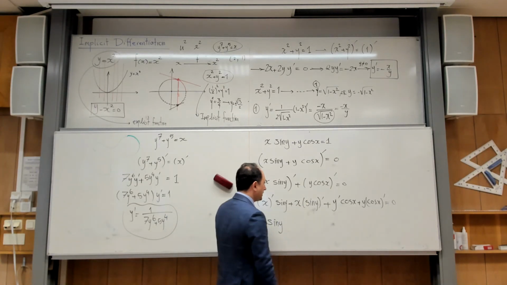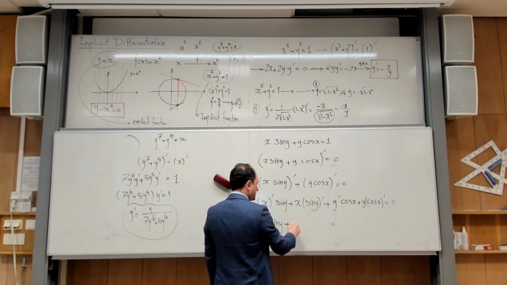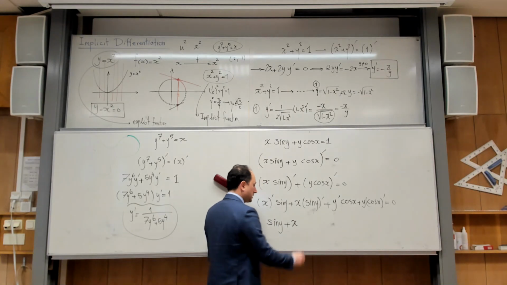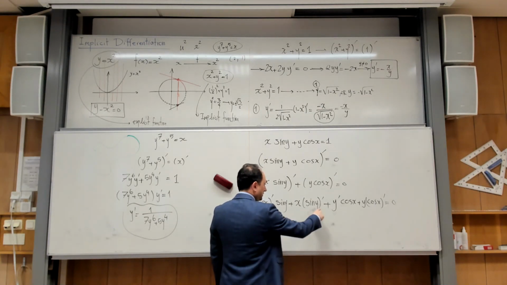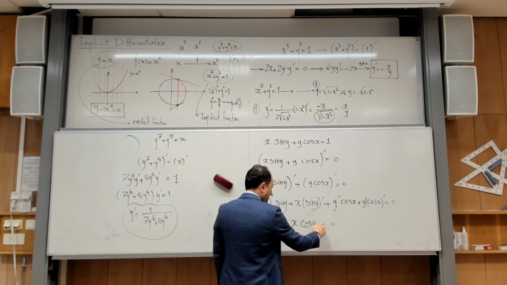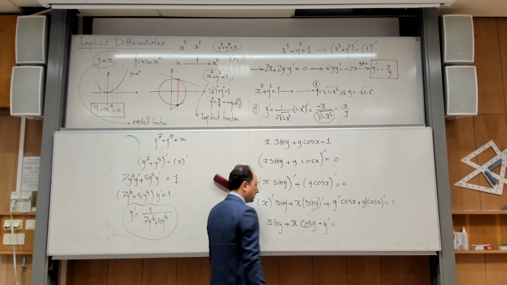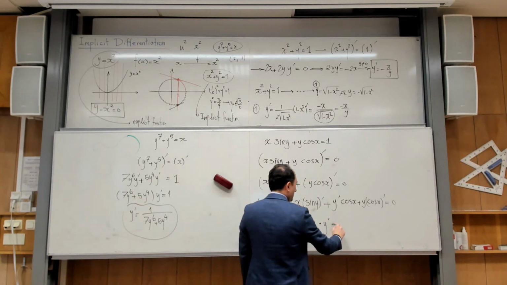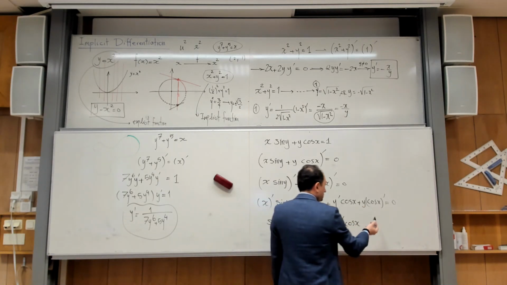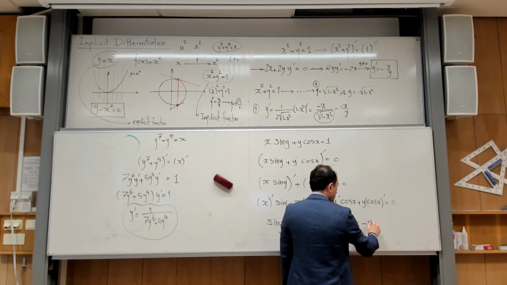Now I want to ask you, what is the derivative of sine of y? You should always think that y is a function of x. So what's the derivative? Cosine y multiplied by y prime. Yes, cosine y, multiplied by y prime, and then y prime cosine x, and then minus sine x.